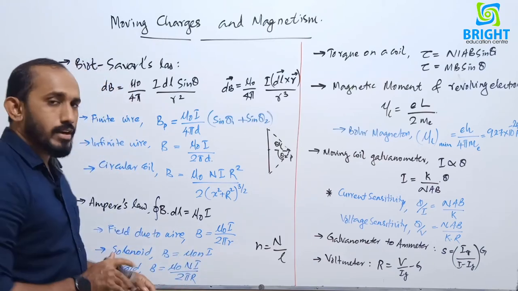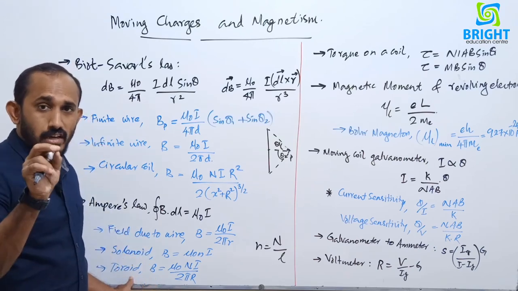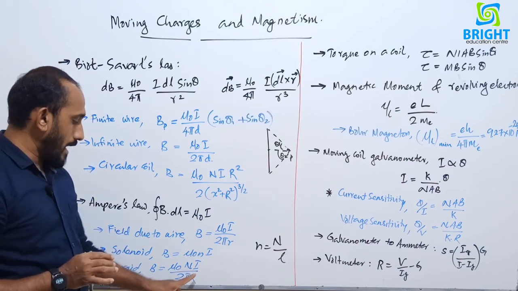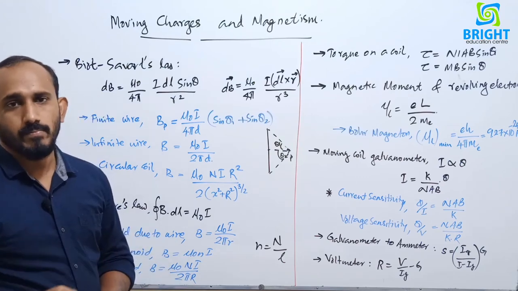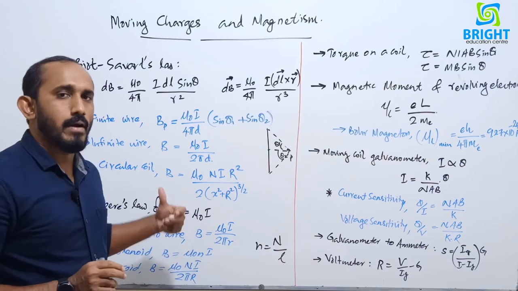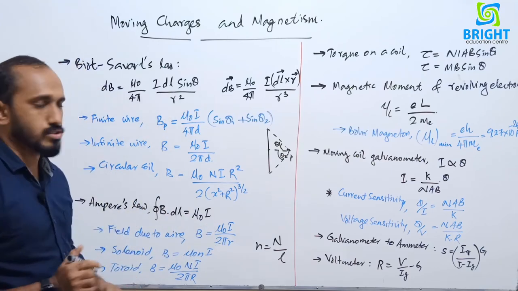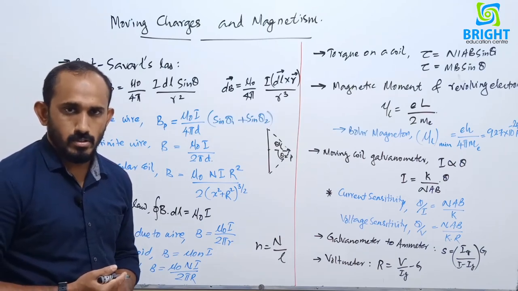And if the solenoid is bent in the form of a circular ring, we call it a toroid. The magnetic field in the inner core of the toroid, B is equal to mu zero n I by 2 pi r. This r is the radius of the path, the circular ring. So toroid and solenoid, both we get from Biot-Savart and Ampere's circuital law. So these two applications let you find the magnetic field due to a current carrying conductor at a particular distance.